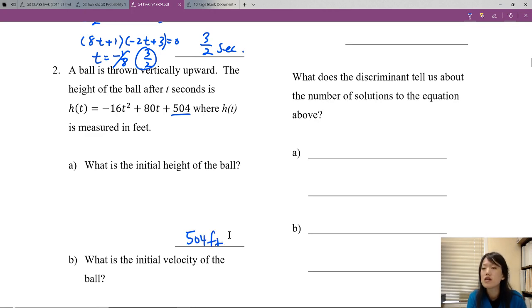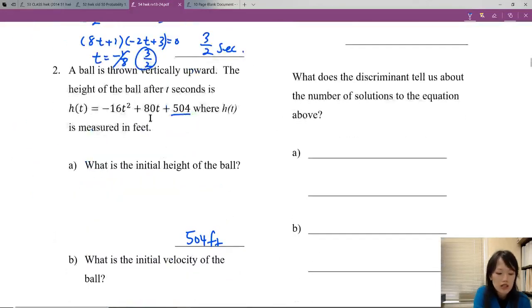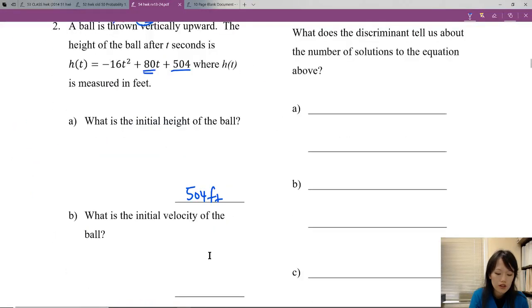What is the initial velocity of the ball? Looking at this equation, it's this one here in front of the t. So the initial velocity is 80 feet per second.